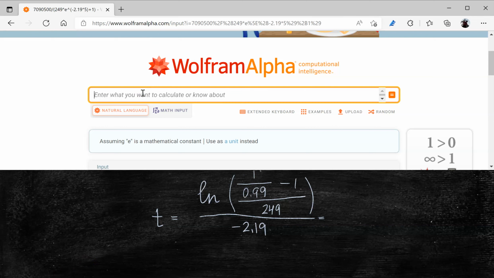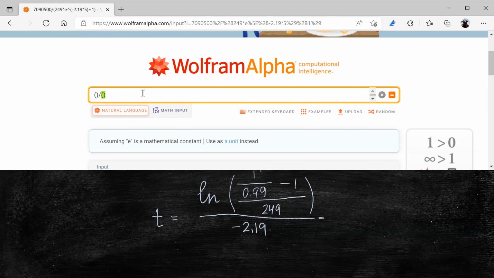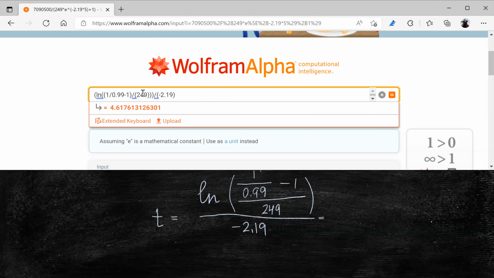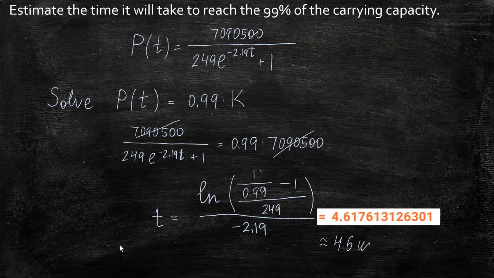So we're going to have ln of something. So we're going to have a numerator and the denominator. In the denominator we're going to have negative 2.19, and in the numerator we're going to have ln of something, and that something will also have a numerator and the denominator, and in the denominator we're going to have 249, and in the numerator we're going to have a fraction minus 1. So it seems like the answer is 4.61, and since we're not given the units of time, our answer will be approximately 4.6 whatever units of time implied by the model.